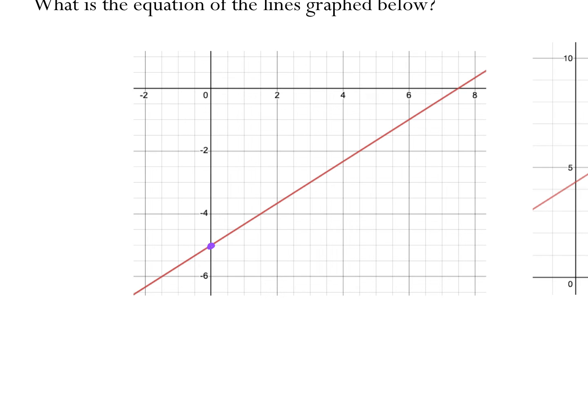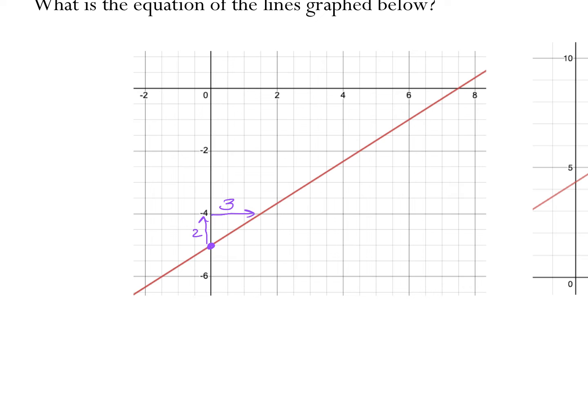Does anybody know what the slope is? 1.5 over 1. 2 over 3? Okay, remember, slope is change in y over change in x. Here my change in y, describing the up and down motion, is 2. My right-left motion is 3.